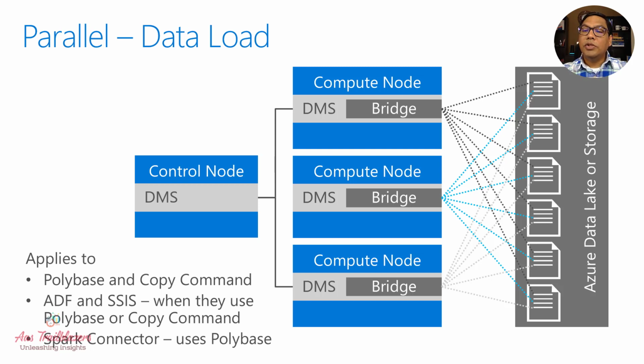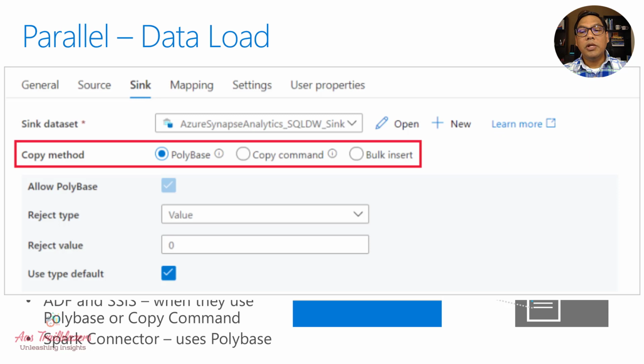If you have been using SSIS packages, you can leverage the latest Azure feature pack, which allows you to use Polybase from the SSIS package when loading data to SQL pool. Likewise, if you are using ADF, you can enable your pipeline to leverage either Polybase or copy command to ingest data in parallel. And this is what you can see on the screen, right?